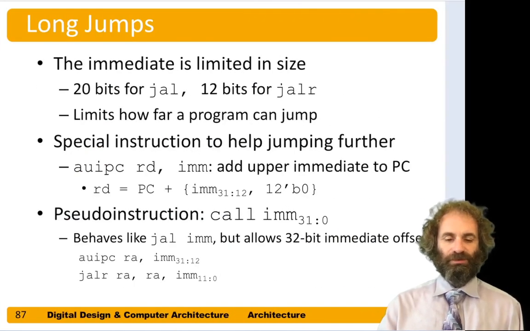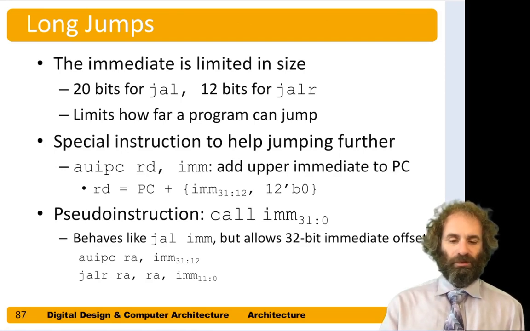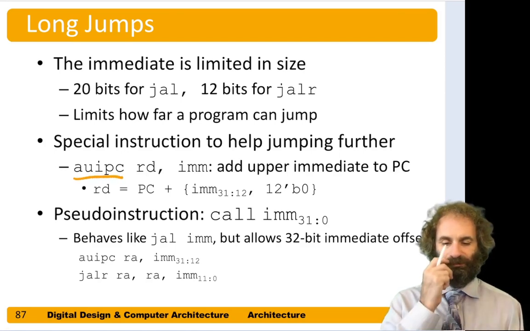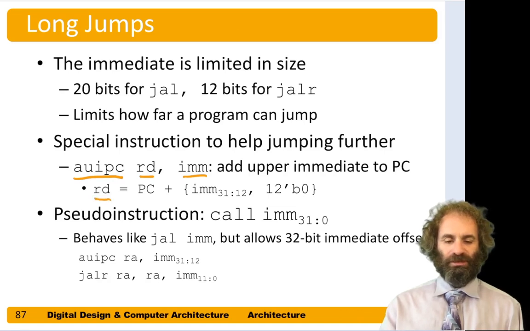And these offsets are limited to 20 bits for a jump and link, or just to 12 bits for jump and link register, and this limits how far a program can jump. So there's a special instruction to help for jumping further called add upper immediate PC. It takes a destination register and a 20-bit immediate, and it sets RD equal to the current PC plus this immediate in the upper 20 bits.